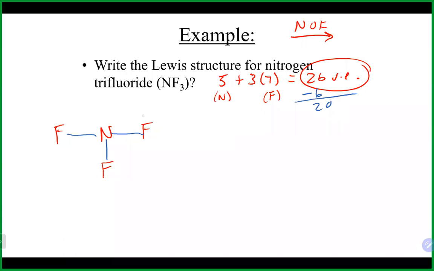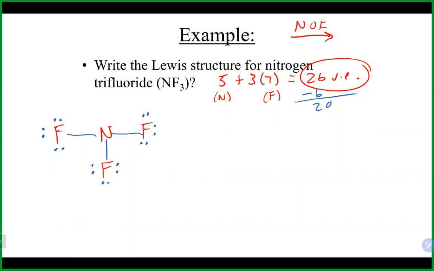So we're going to do a 2, 4, and 6, and that guy is full. 8, 10, 12, that one is full. 14, 16, 18, and that one is full as well. At this point, I pretty much filled up everybody on the outside. The grand total of electrons I've used so far is 24, which means I still have 2 more electrons I need to put on my picture.